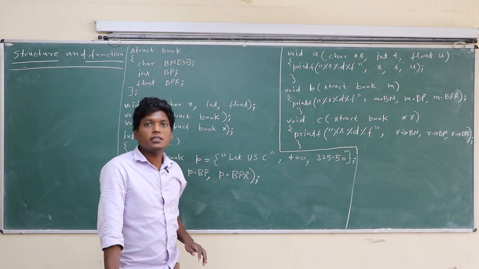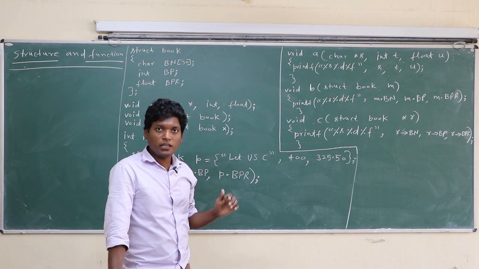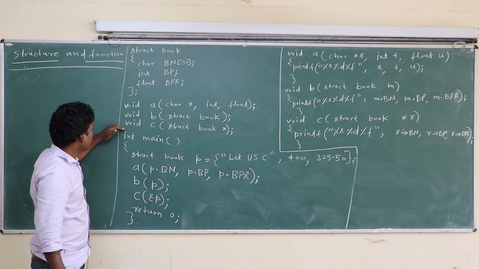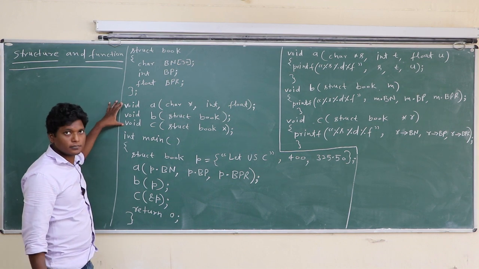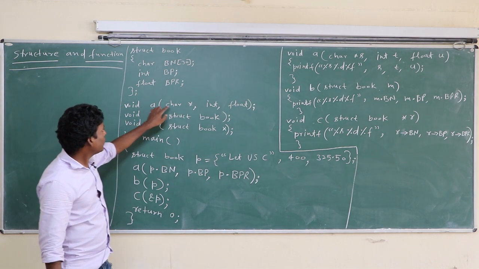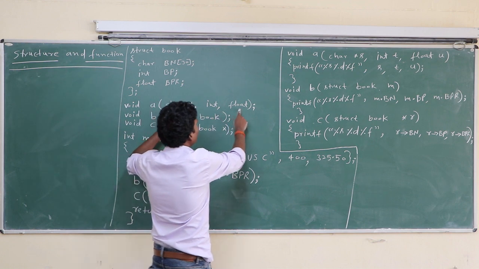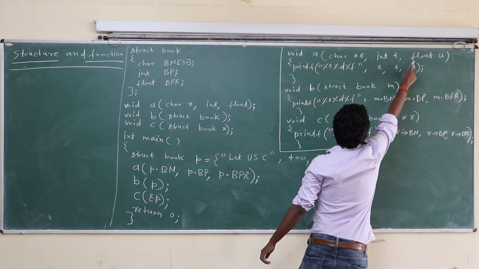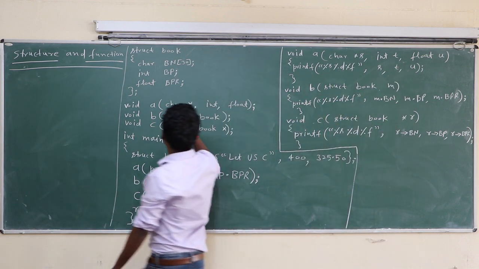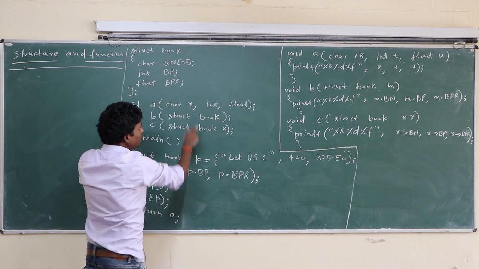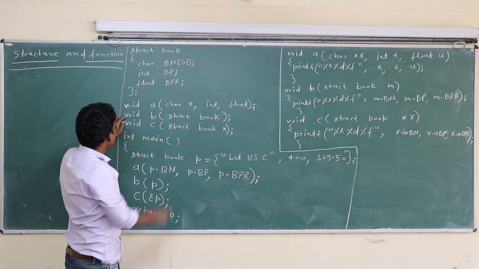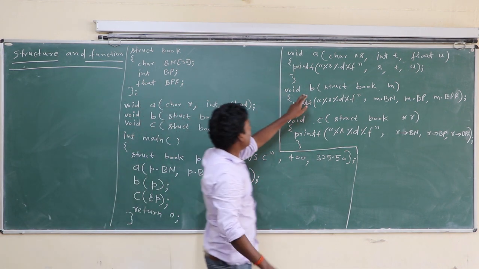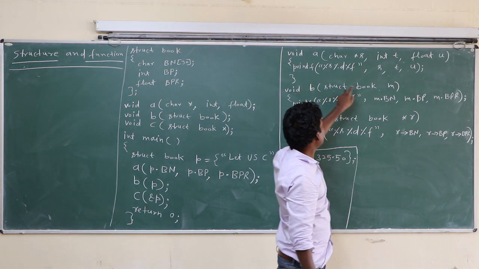That's why there is a need to declare their function prototype. So we declare function prototype here. Void A char int float, because A has char int float. So we have to mention this in the function prototype declaration. Okay class? Void B struct book. Here void B struct book.